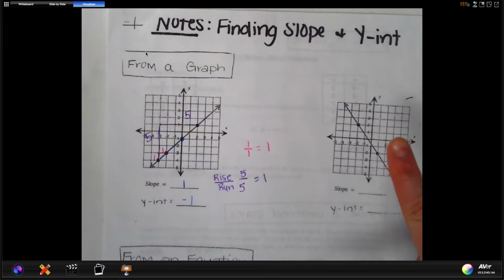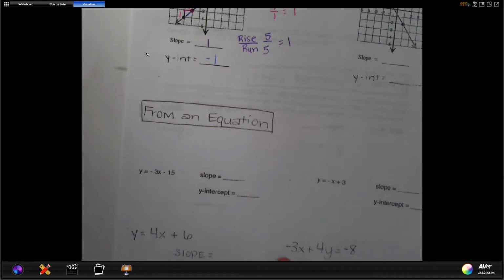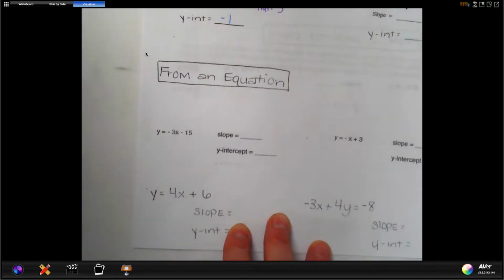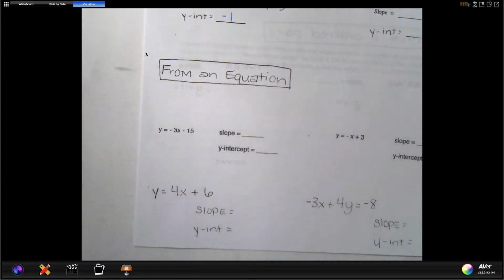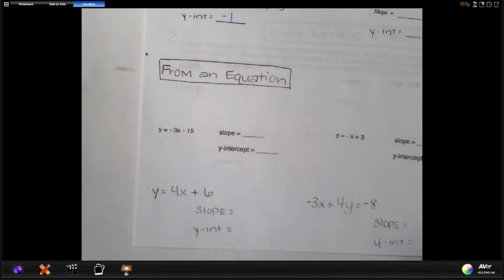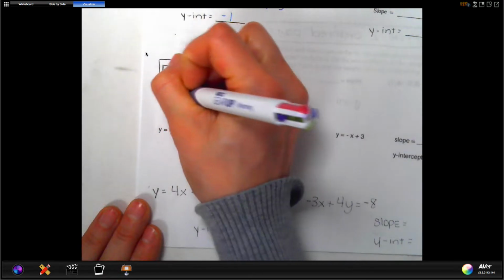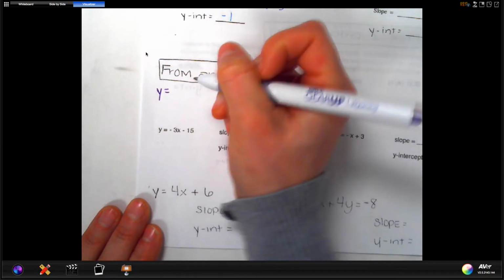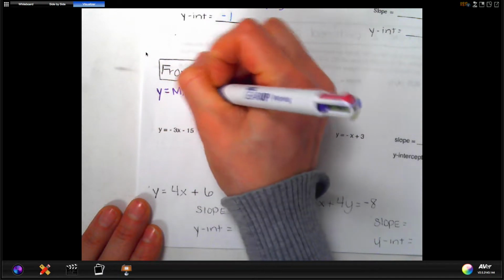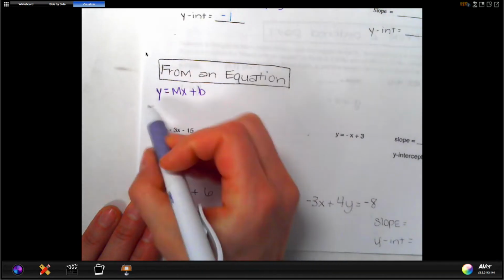I will leave the other one for you to do on your own so that we can move on. The next thing we're going to talk about is finding slope and y-intercept from an equation. I'm going to slide down, and I'll start with this one right here: y = -3x - 15. When we're using an equation, what we're looking for is y equals format, meaning y is by itself. We want it to look like y = mx + b, or that can be switched around, but realize that y is alone.